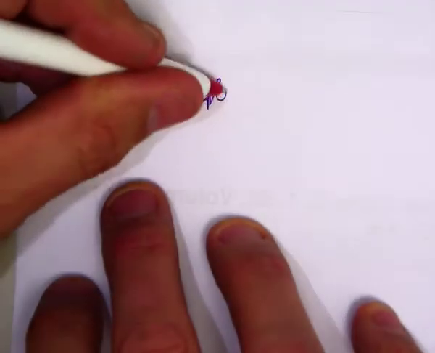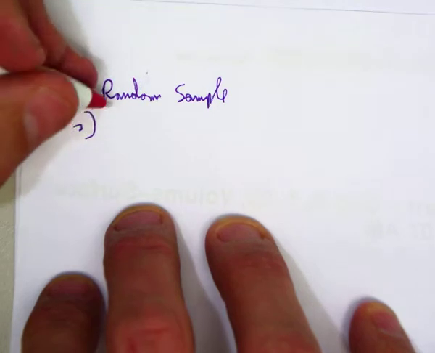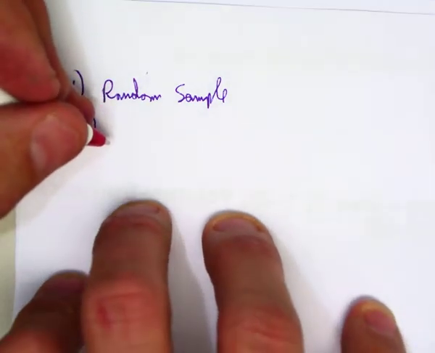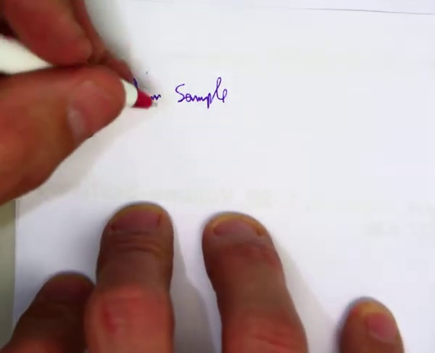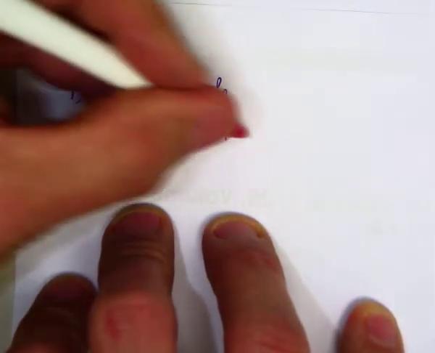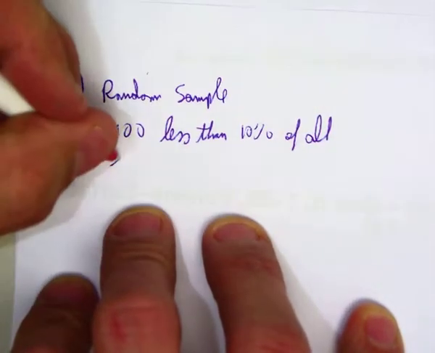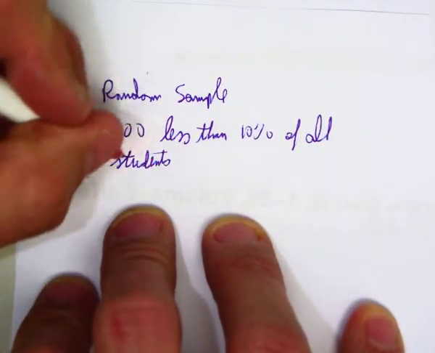All right, so let's first go through the conditions. Number one, this is a random sample. Number two, we're looking at 100 students, so 100 is less than 10% of all students at this university.